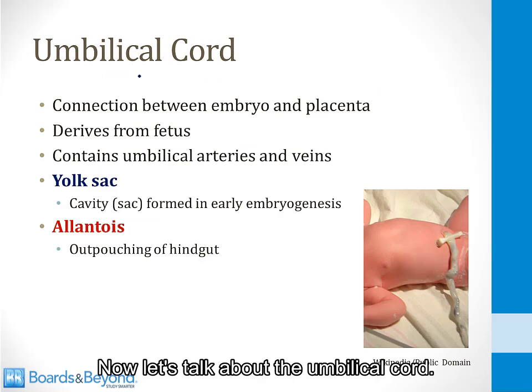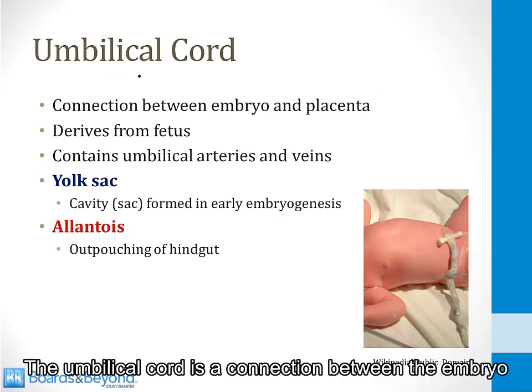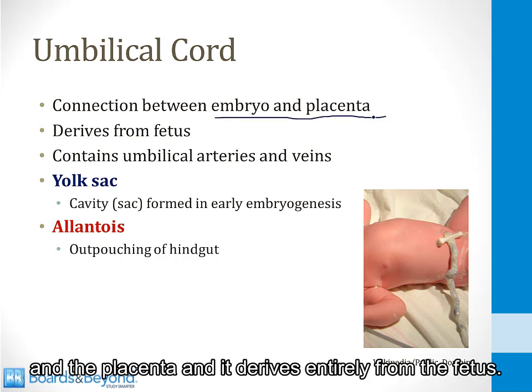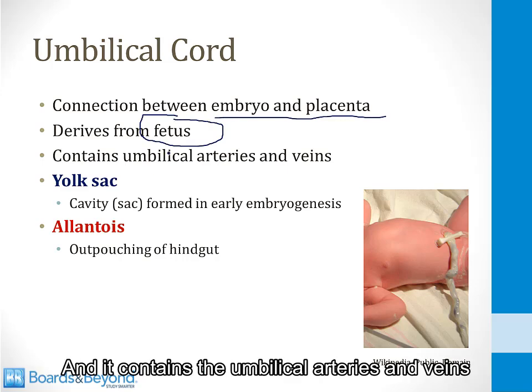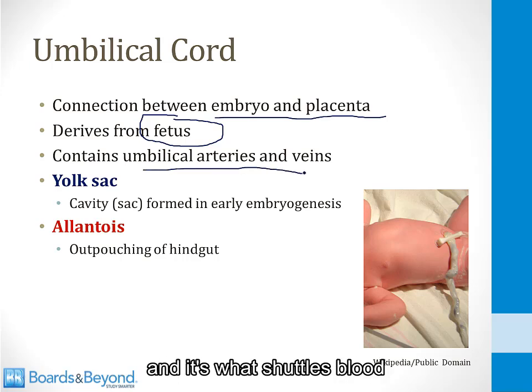Now let's talk about the umbilical cord. The umbilical cord is a connection between the embryo and the placenta, and it derives entirely from the fetus. There is no maternal contribution to the umbilical cord. And it contains the umbilical arteries and veins, and it's what shuttles blood between the baby and the placenta.